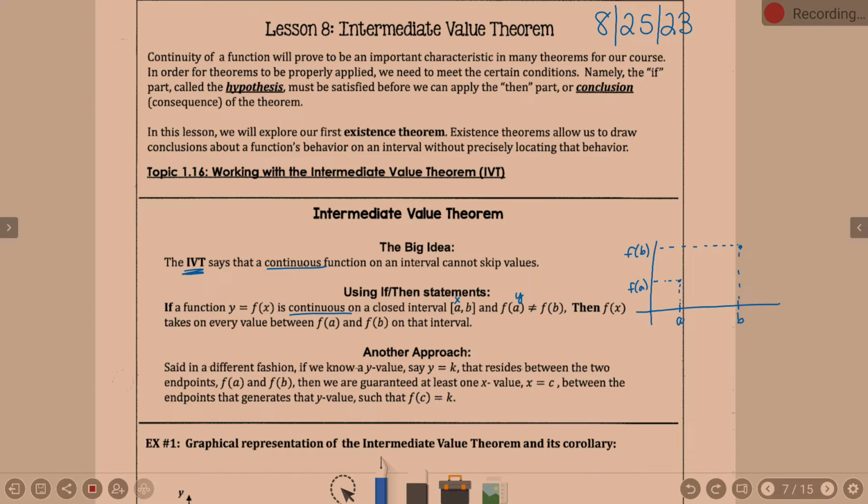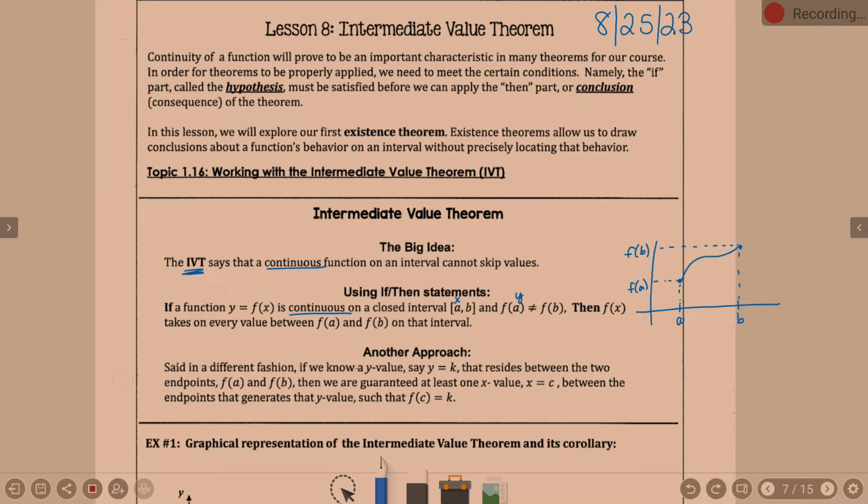So they're saying if this function is continuous on this interval and the y values are not the same, and we say that because if the y values are the same, this could be a straight line, then the function takes on every value between f of a and f of b. Taking on every value means it's going to take on every y value between these. There's not going to be a gap. Every y value is going to exist corresponding to an x value because it's a continuous function.